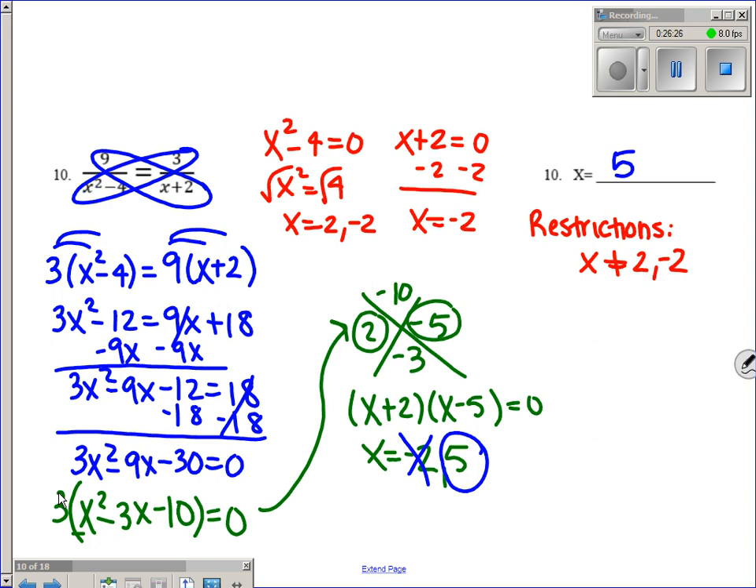So that one was kind of a long one, but hopefully it wasn't too bad since we were able to cross multiply and just distribute. And we were able to use the trick. Always check your restrictions when you're done.